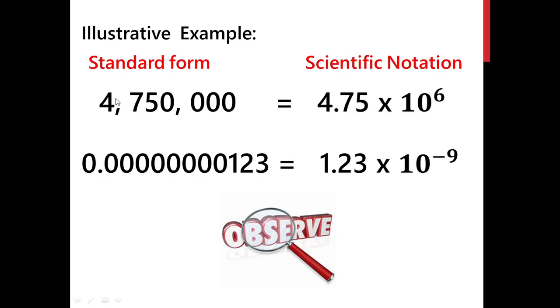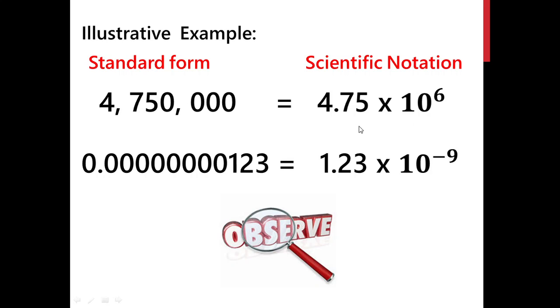This one is not that large a number, so we can just write it the normal way. But if we have a lot of zeros, then scientific notation will come in. Take a look at here. How does this standard form get transformed into this scientific notation? What have you observed? I want you to go ahead and pause this video and try to observe.